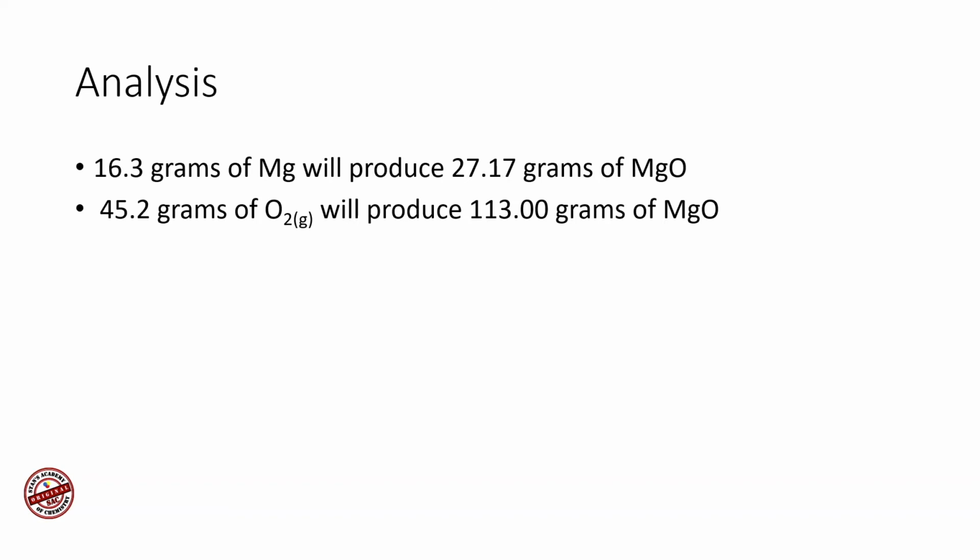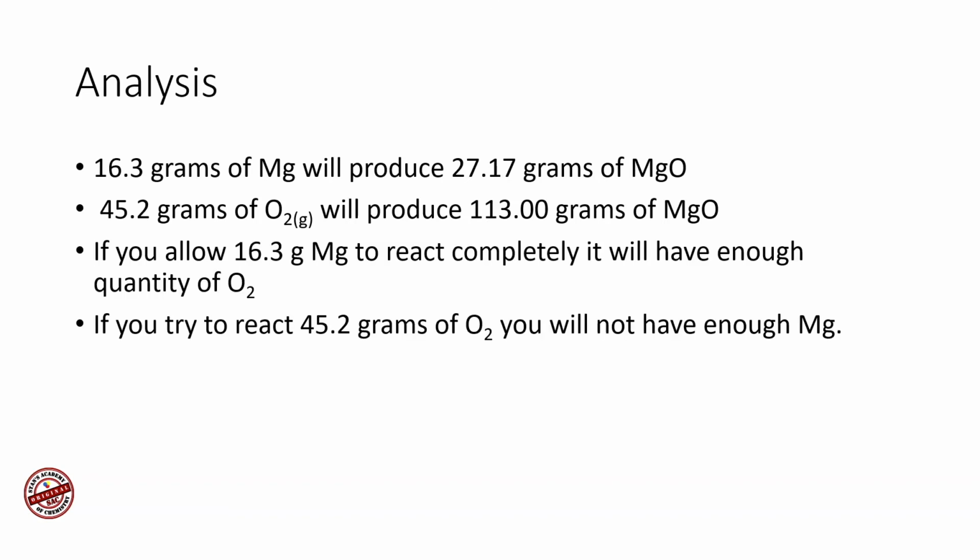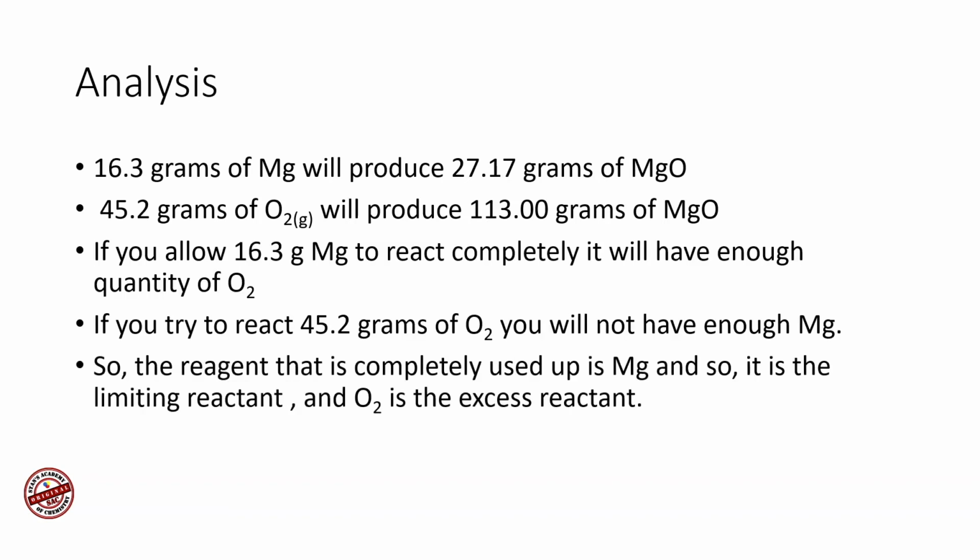So the limiting reagent is a reagent that is completely used up. In this case, it will be magnesium, which is 16.3 grams, and you will get 27.17 grams. And you will not get 113.00 grams of magnesium oxide because you do not have sufficient quantity of magnesium to react with all of the 45.2 grams of oxygen. So the reagent that is completely used up is magnesium, and so it is the limiting reactant, and oxygen is the excess reactant in this case.